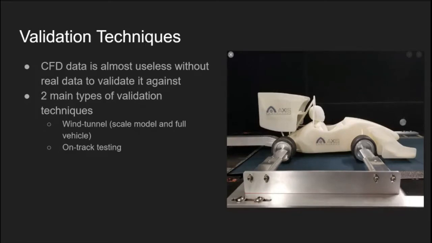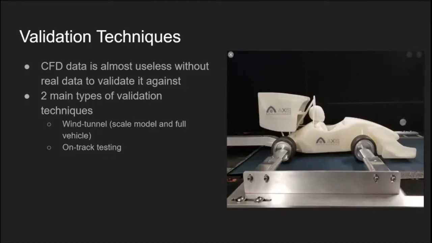Okay, validation technique. So, we get all this data from our design, CFD, all that sort of stuff. It's almost useless unless you have real data to validate against, right? You need something in real life to prove that your simulations work, right? Your real life results give validation to your simulations, not the other way around.